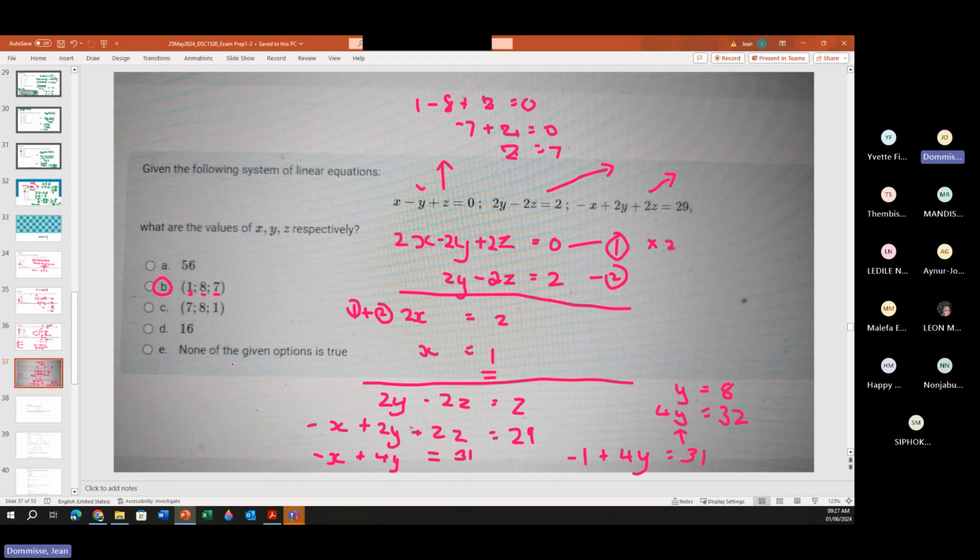So then it is 1, 8, and 7. If they ask us what's the sum of it, it is 1 plus 7 plus 8, which would have been 16. And if I said what's the product, it's 1 times 7 times 8, which is 56.